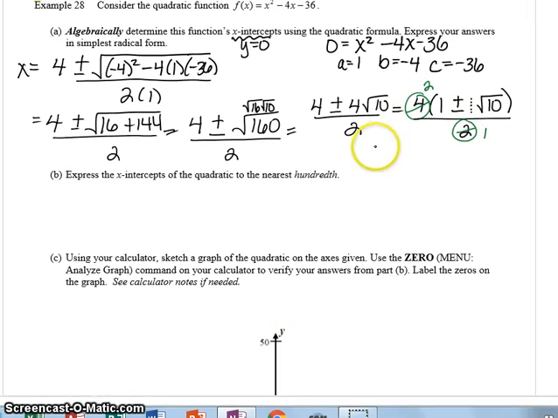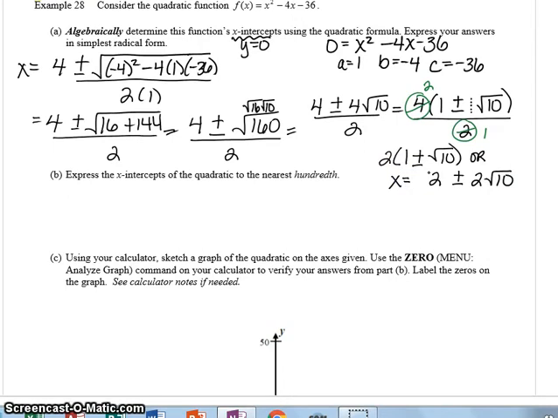So my roots are 2 times 1 plus or minus radical 10. Or you can redistribute that and get 2 plus or minus 2 radical 10. Those are my x-intercepts.